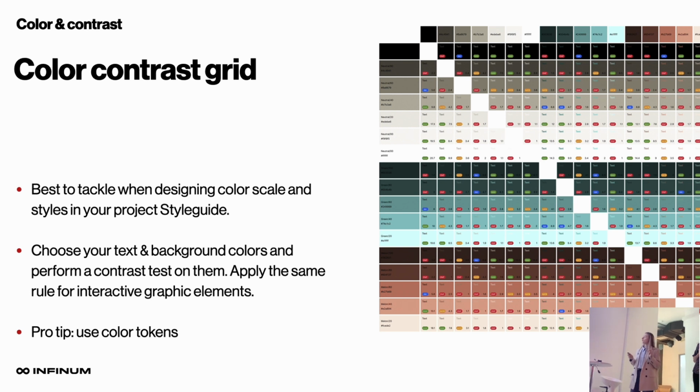Another cool tool is this color contrast grid. It's a Figma plugin. It takes all of the color styles from your file and cross-checks all the color combinations, and it tells you which ones are eligible and which are not for the minimal contrast ratio.